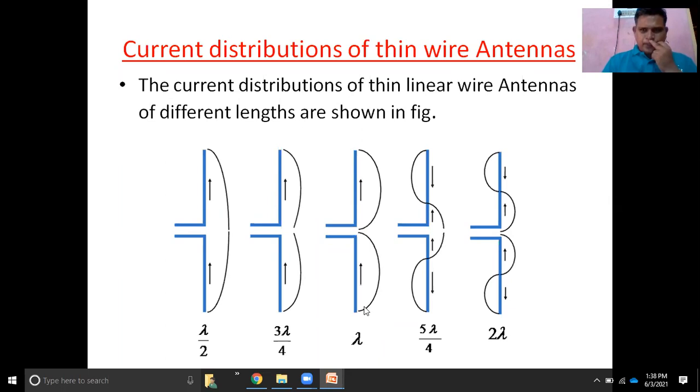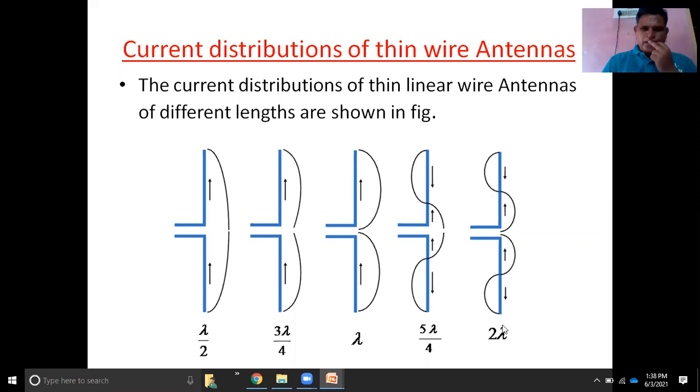If the antenna size is lambda, here it is lambda by 2 and this is lambda by 2. Here, see, the current distribution is 0. Similarly, for 5 lambda by 4 also, up to here it is lambda by 2, up to here it is lambda by 2, it is 0. We are getting this type of current distributions.